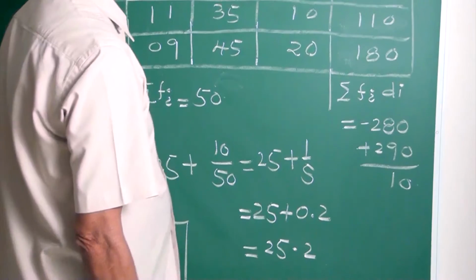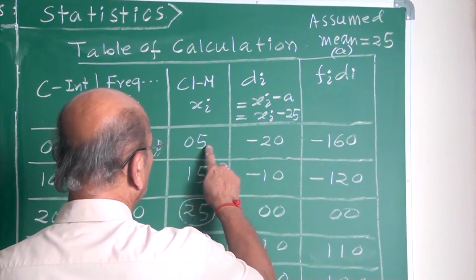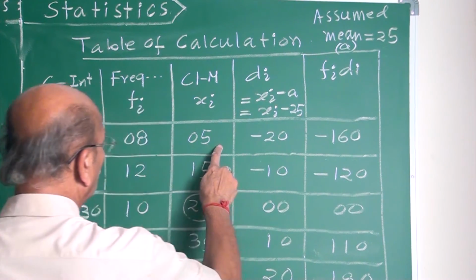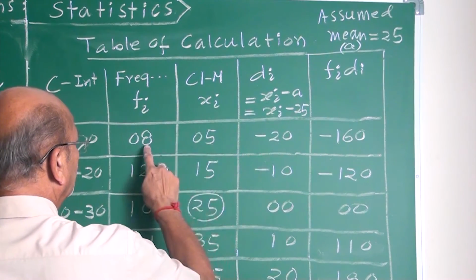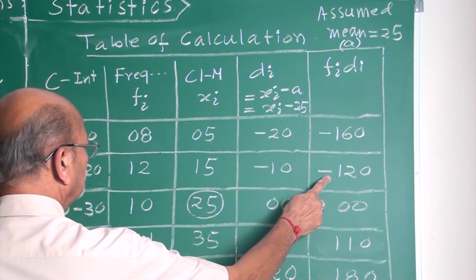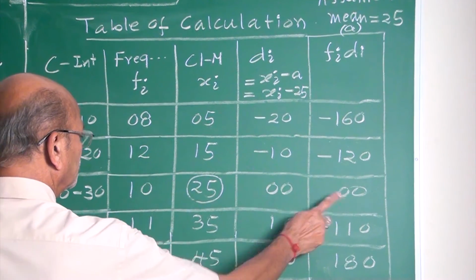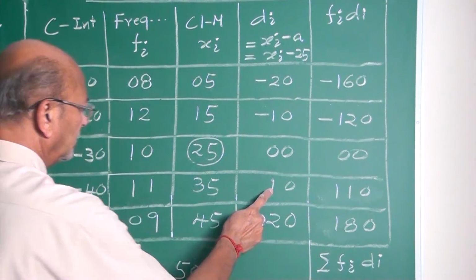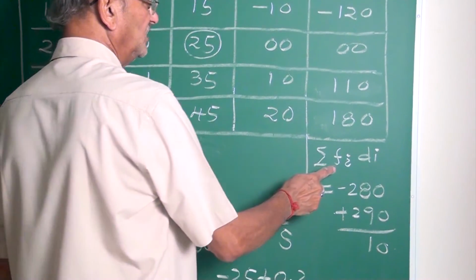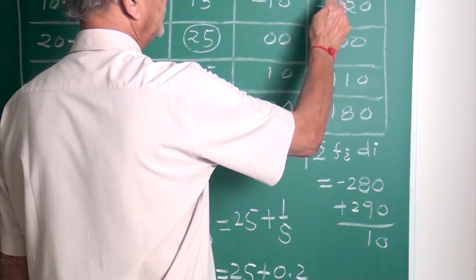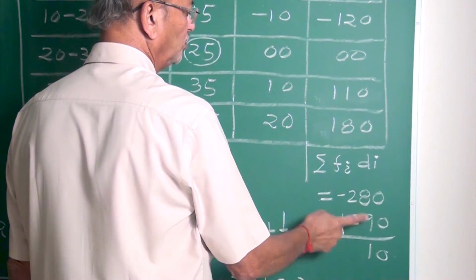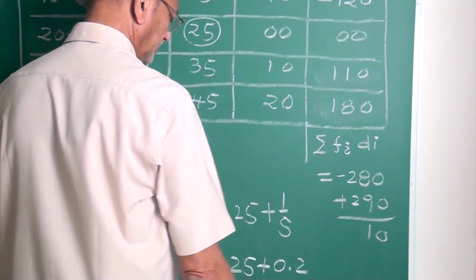Then you have to go for fi di. 8 into minus 20, minus 160. 12 into minus 10, minus 120. 10 into 0 is 0. 11 into 10, 110. 9 into 20, 180. Then add these. Sigma fi di is minus 280 plus 290. You get plus 10.